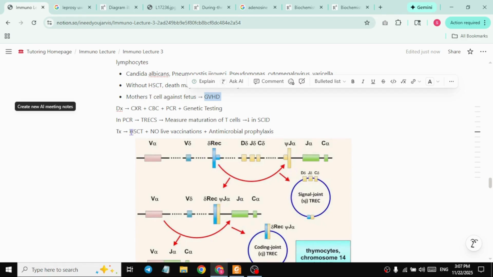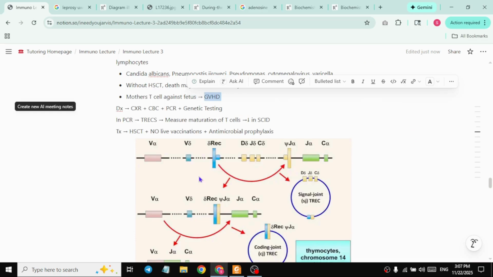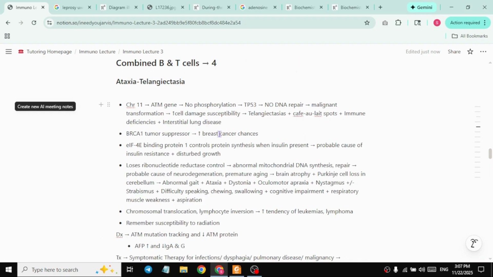So stem cell therapy is crucial, no live vaccinations, and then antimicrobials. That's the usual therapy for all of these. All right, next comes ataxia. Very, very important. Ataxia, and I'm going to give you the page, is a gene on chromosome 11. This is supposed to phosphorylate TP53, but because of the mutation, it's not going to.